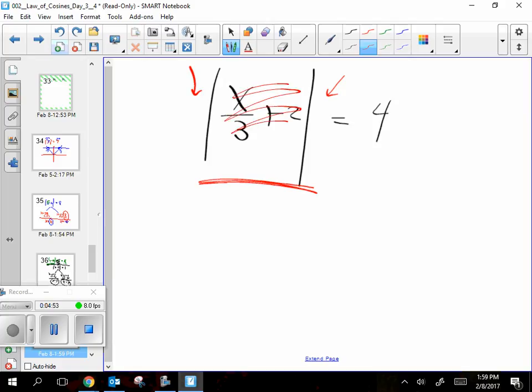So what's underneath here has to be 4 or negative 4. So I'm going to rewrite that and say x over 3 plus 2 equals 4. It's the exact same thing as the original problem without the bars. We will eventually, but to start with, we just need to write our two equations.